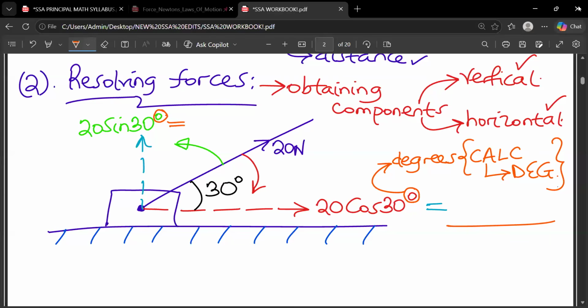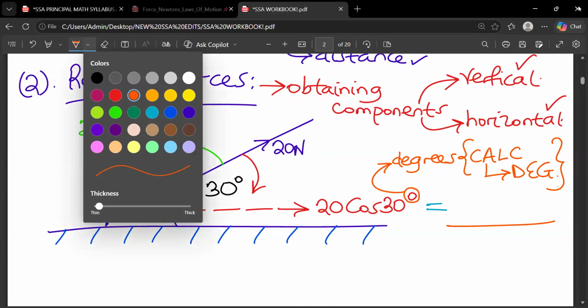But for the horizontal component, for the vertical, I think you're supposed to get something like 10. And then for this one, it's supposed to be 10 root 2. And 10 root 2, that will be 10 times, I think, 10 times 1.7 something. We shall give you 17 something, I think. Yes, it's 17.3. You see, I know math.